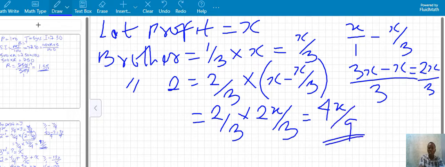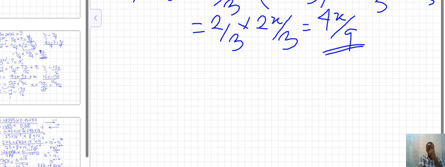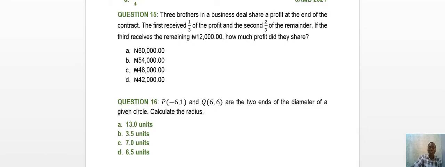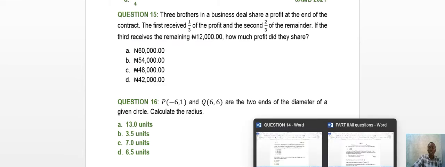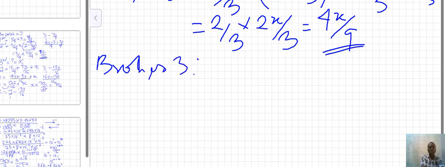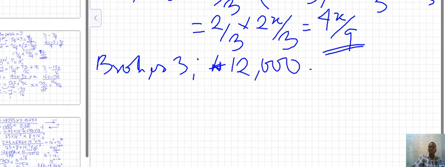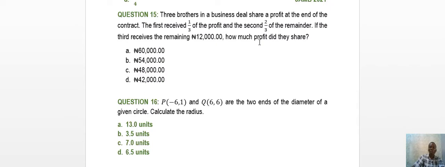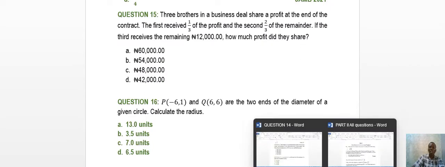So this is the share of brother 2. Now remember, the question says that if the third brother received 12,000 naira, he received the cash and not the fraction. So if brother 3 receives 12,000 naira, the question is, how much profit did they share?